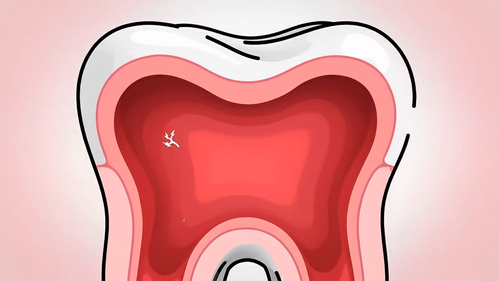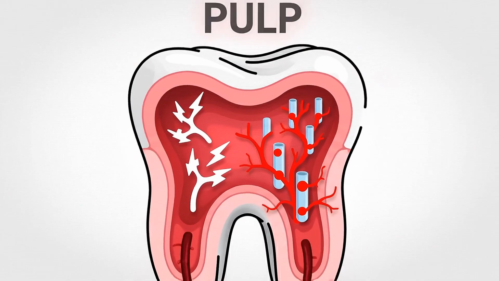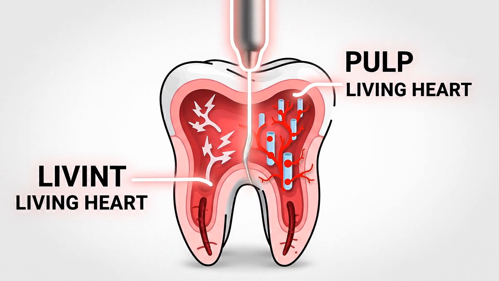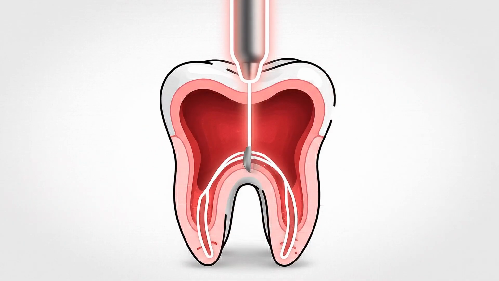Pulp, the living heart of your tooth. The pulp chamber contains nerves and blood vessels. This is what dentists remove during a root canal treatment.